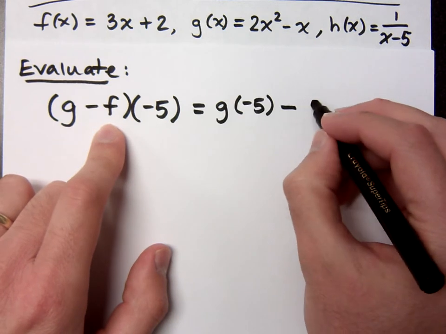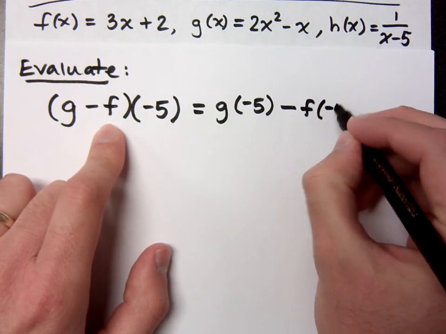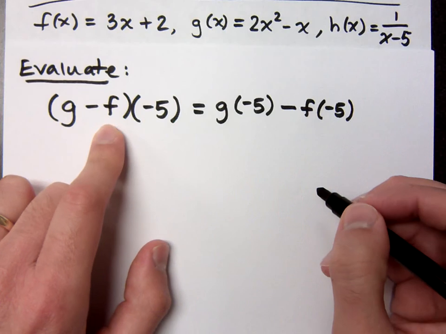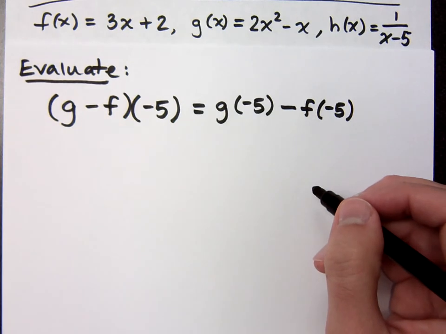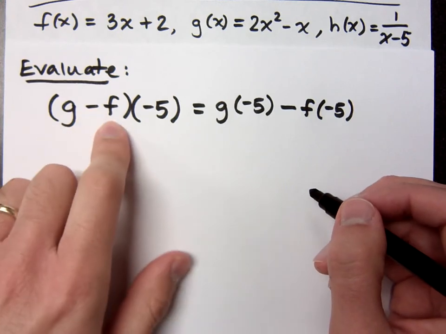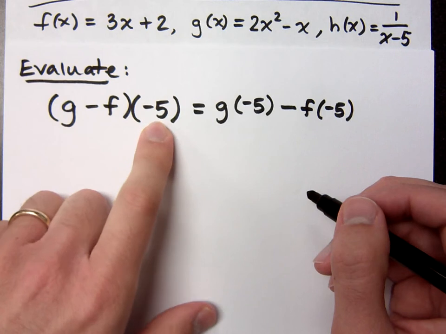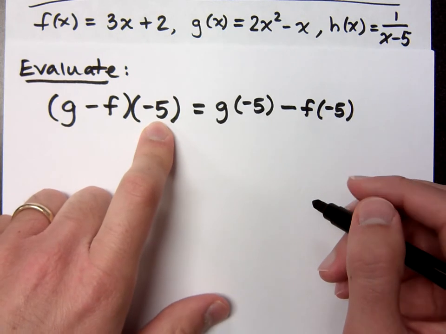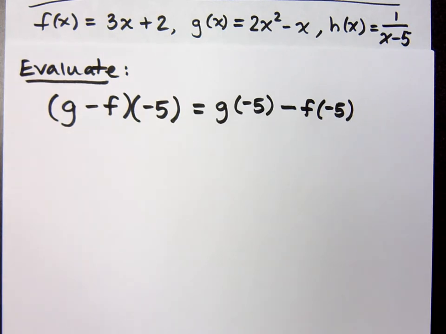Anybody? F of negative 5. Isn't that what that means? When I get the minus sign here, that means you're going to take your function g minus your function f, but you're going to evaluate each of those at negative 5. Is that okay? So then here's what we do.